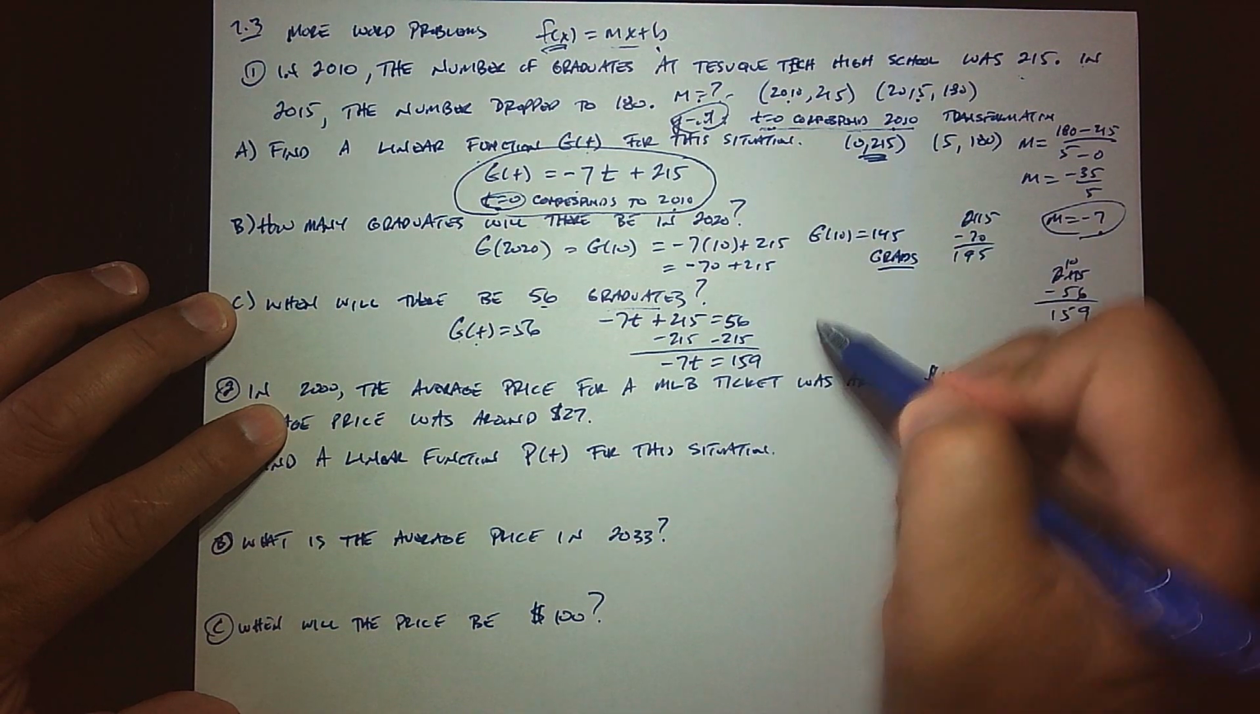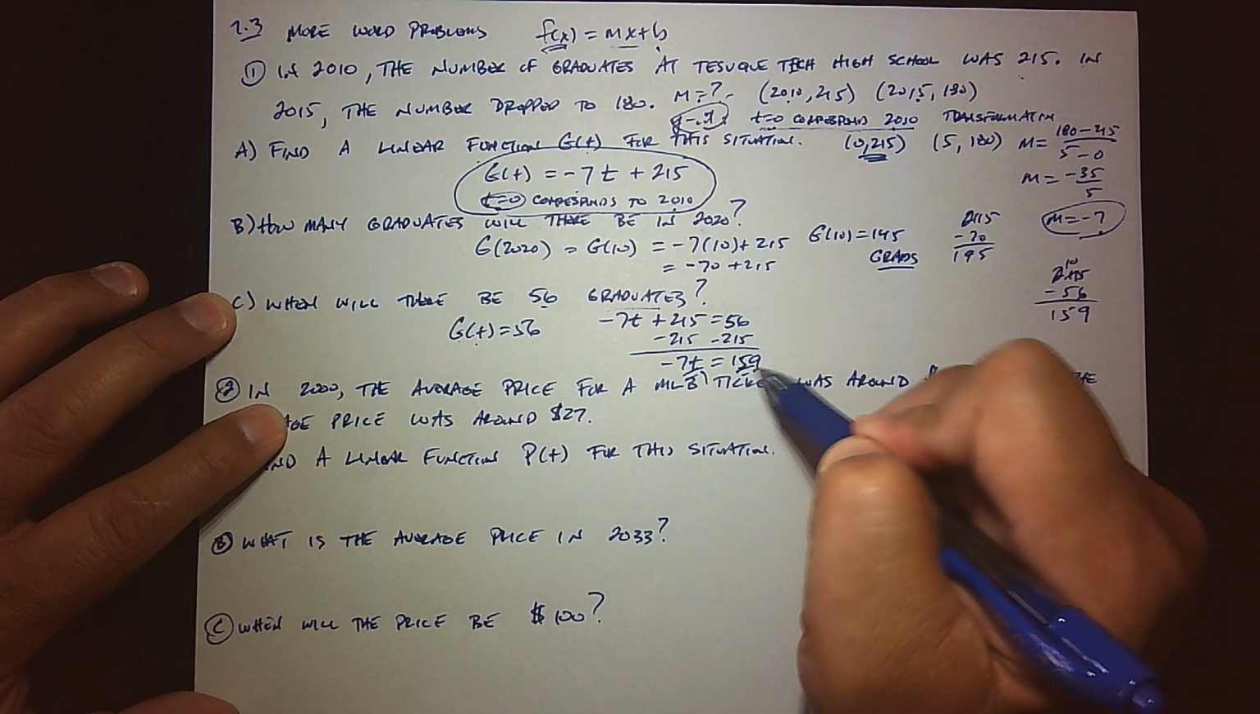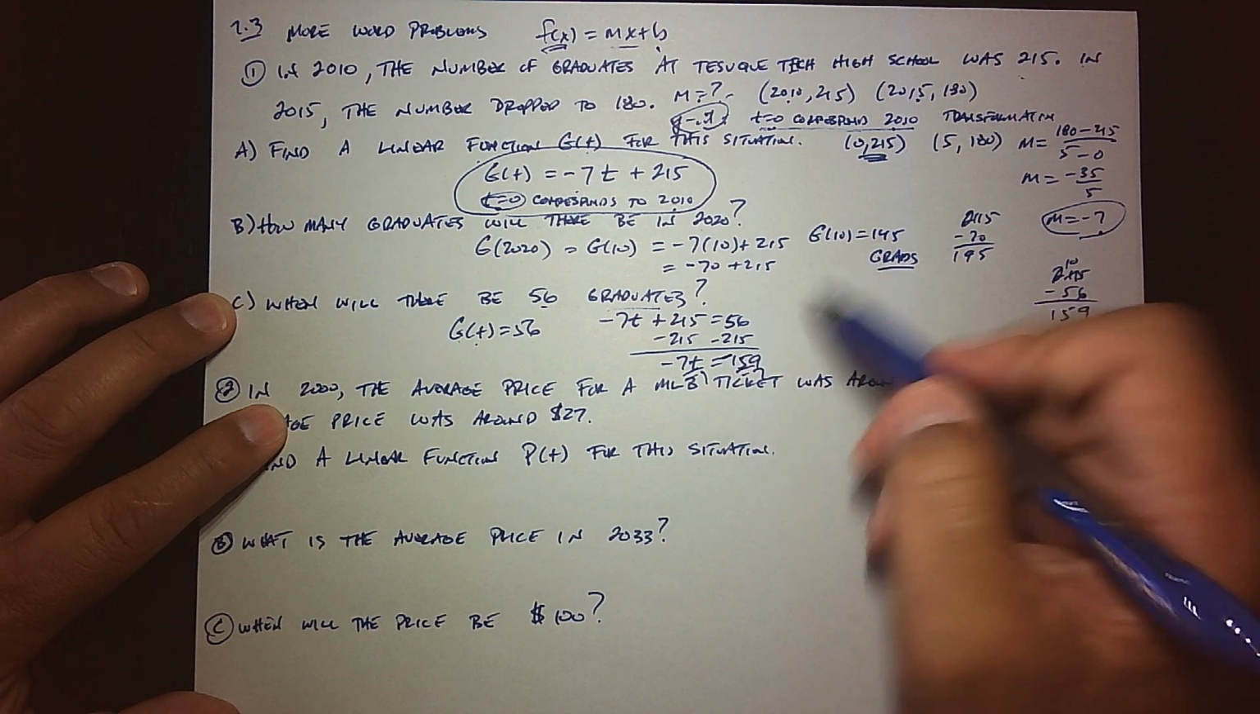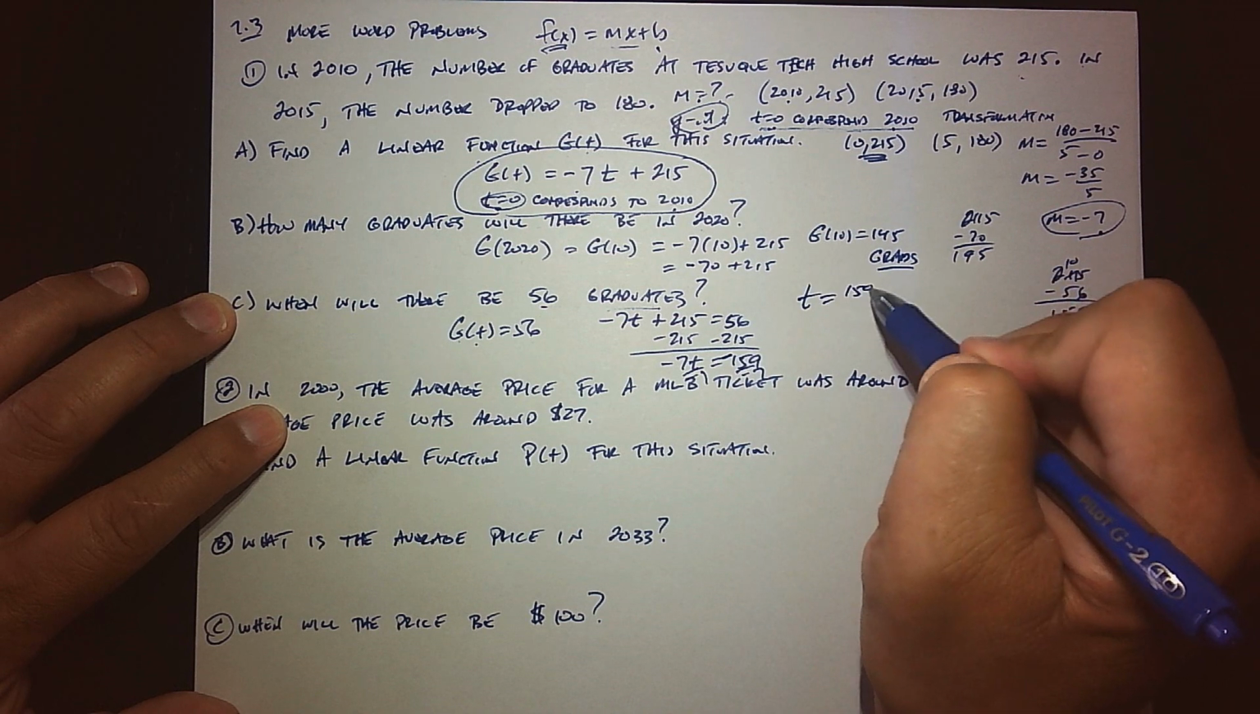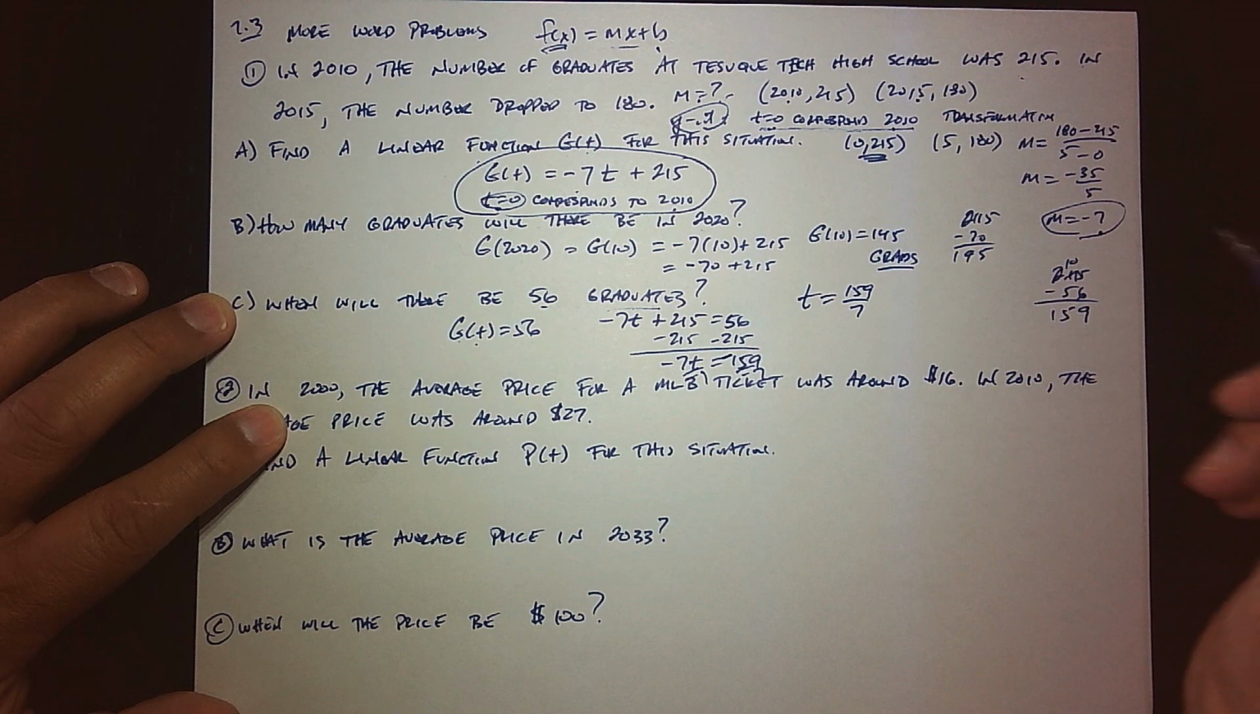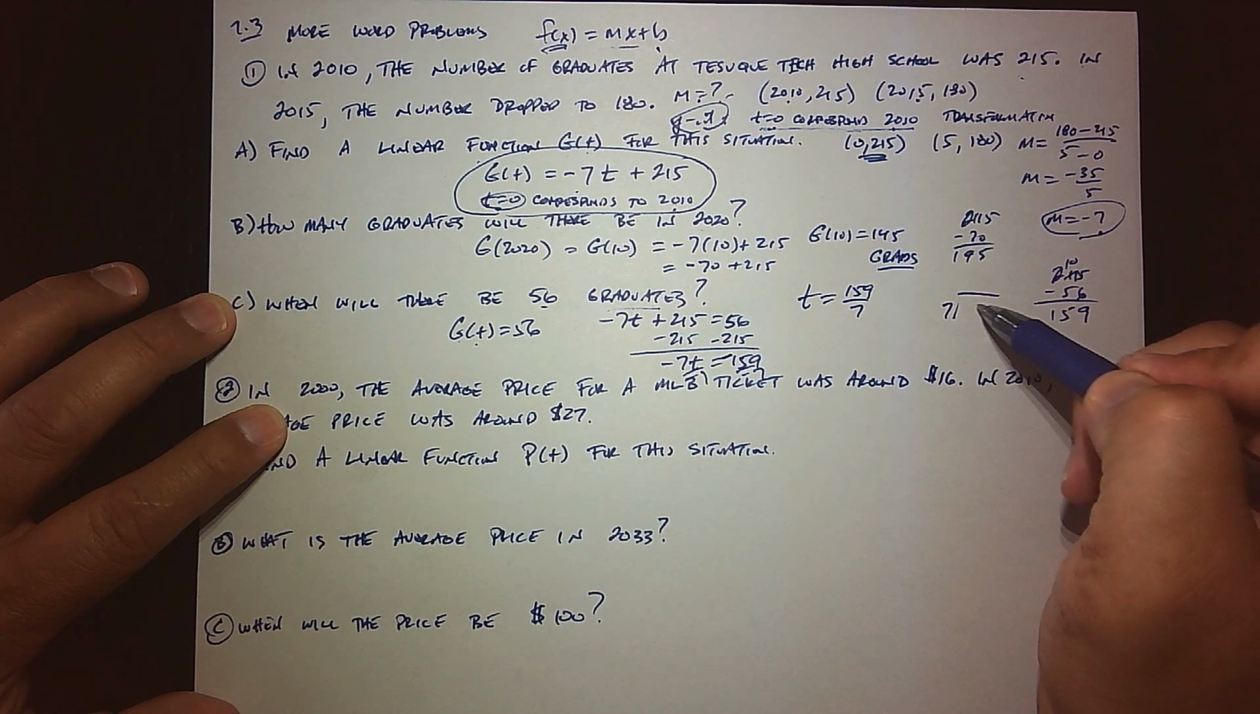Alrighty? And then divide both sides by negative 7. By the way, that would be a negative 159. So we get t equals 159 divided by 7. And unfortunately, I don't think that's a nice, neat number. That happens a lot. So let's do some math here.